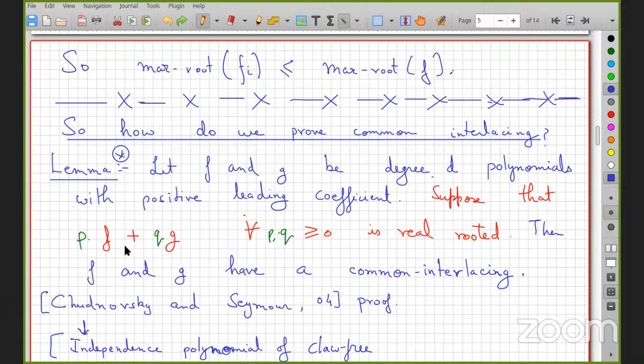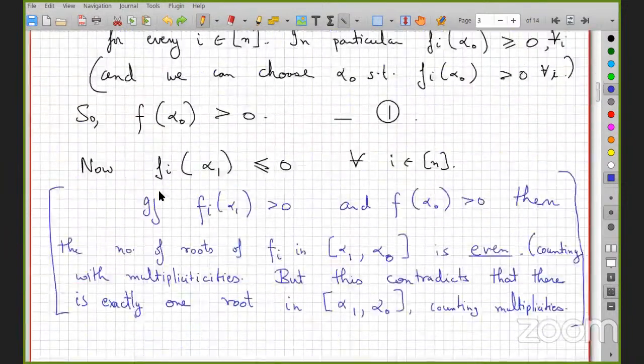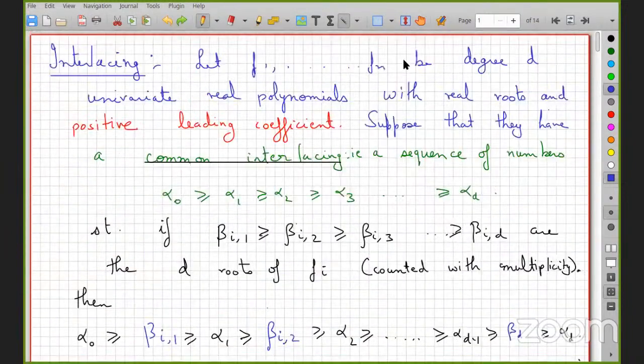So there are two things. One is why pairwise. One easy thing to show is that if you have a collection of polynomials f1 to fn, again all of degree d and all with positive leading coefficient, and suppose that every pair of them has a common interlacing, then all of them together also have a common interlacing. This is not a hard thing to prove.